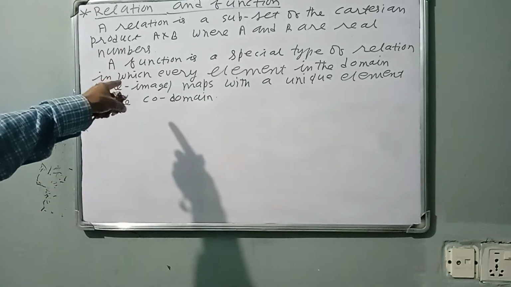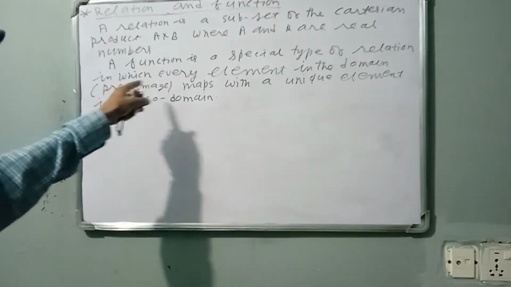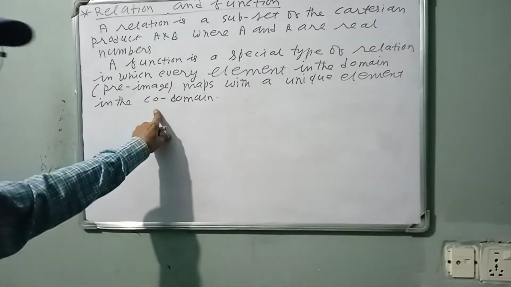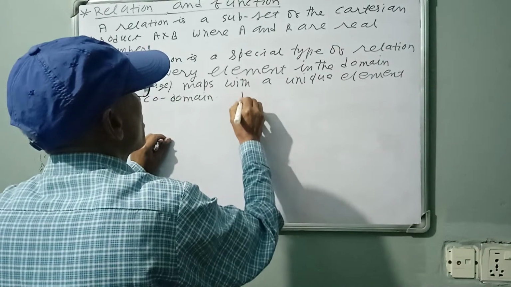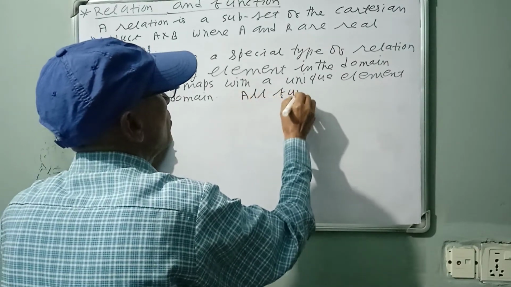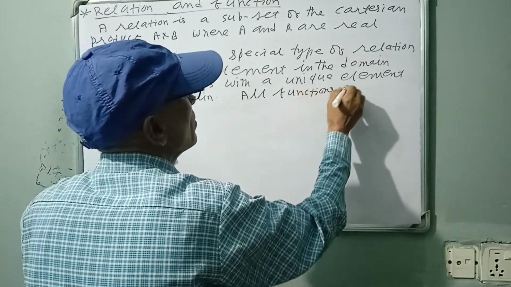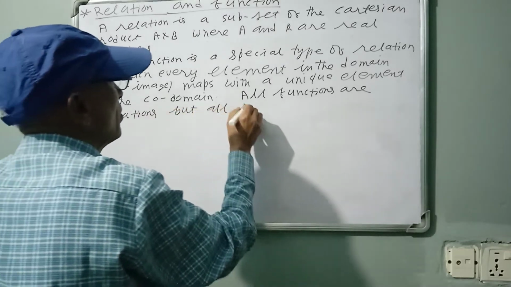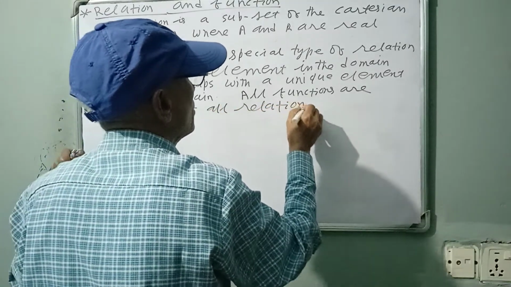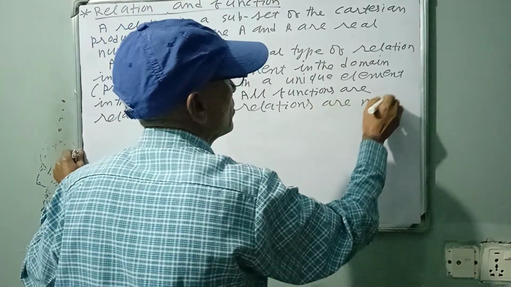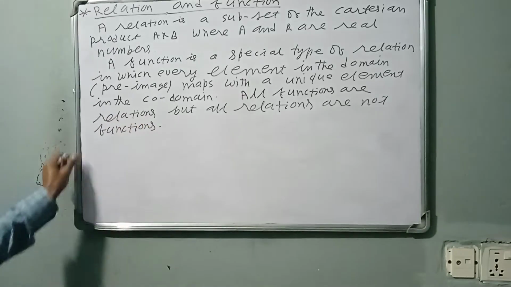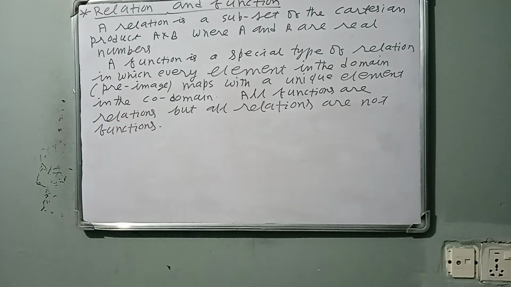In this case, all relations are not functions, but all functions are relations. It shows clearly that all functions are relations, but all relations are not functions.